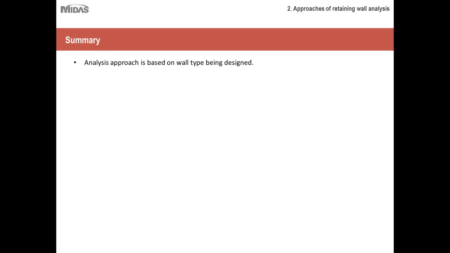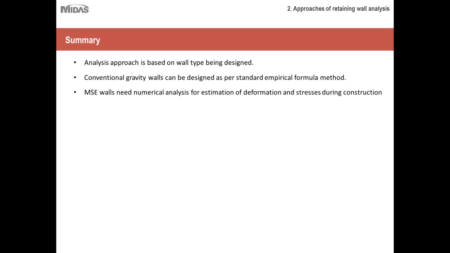So this brings us to the end of chapter 2, and let's quickly go over what we learned here. The analysis approach is based on the wall type being designed. So there is no set pattern that all walls should be designed by. Depending upon what wall you are designing, you would have to perform a separate type of analysis and determine the results. So basically, for conventional gravity walls, you can design as per the empirical formula method that we have been learning and using in school.